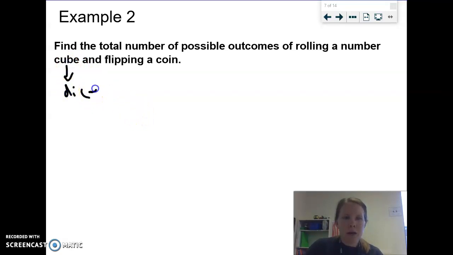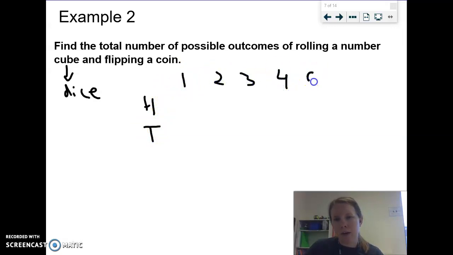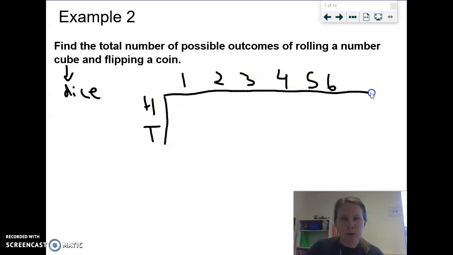So when you have a coin, you either have heads or tails. In this case, I'd have heads or tails. Anytime I roll a dice, then I've got numbers: 1, 2, 3, 4, 5, and 6. So I'm actually going to make a little diagram here, and we're going to come up with all the possible outcomes.